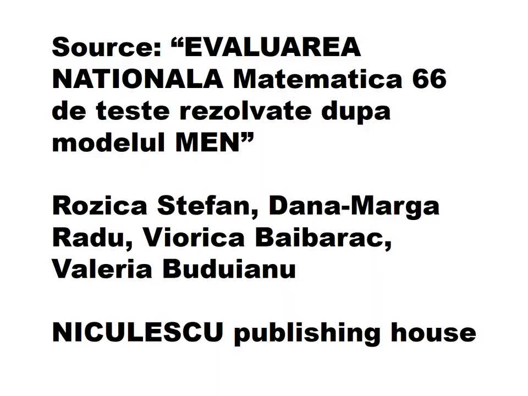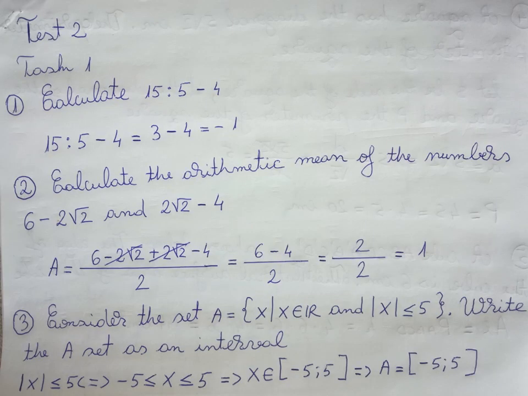Task 1. Calculate 15 divided by 5 minus 4. First, we calculate the second degree operations, division, and then the first degree operation, here subtraction. So 15 divided by 5 is 3. 3 minus 4 is minus 1.